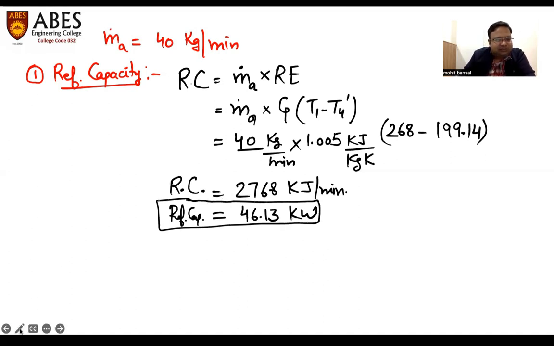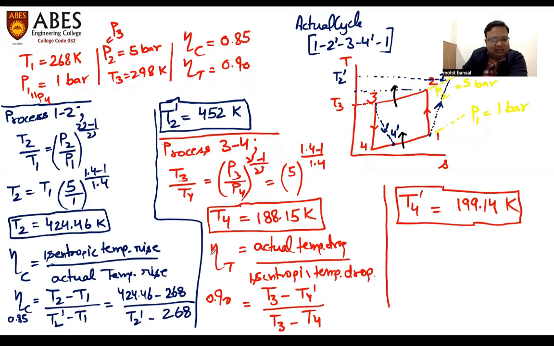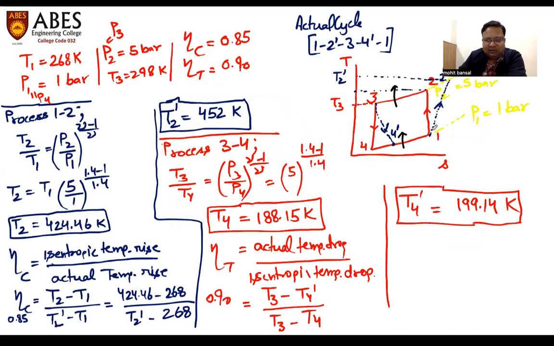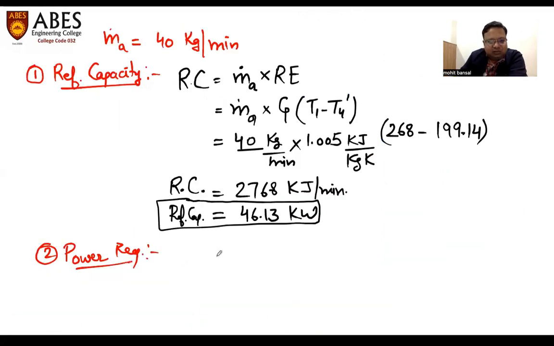Then the second thing is it is asking from us the power required for the compressor. So we all know in the Bell-Coleman cycle, as per this representation, the compressor is from 1 to 2. That is the ideal cycle, isentropic compression 1 to 2. But in the actual cycle, the compression process is happening from 1 to 2 dash. So the power required will be equal to the mass flow rate of the air.